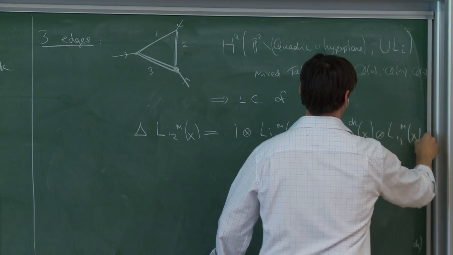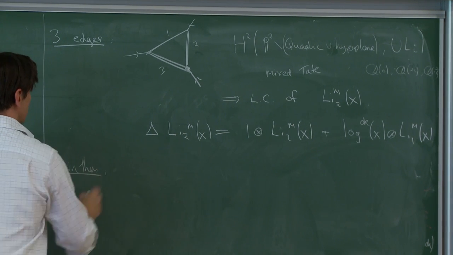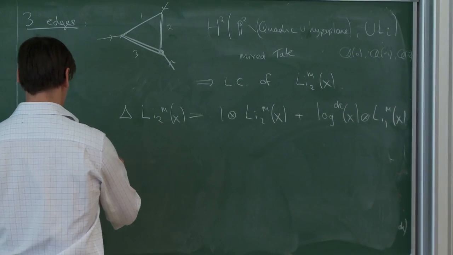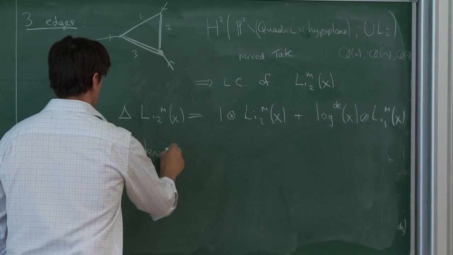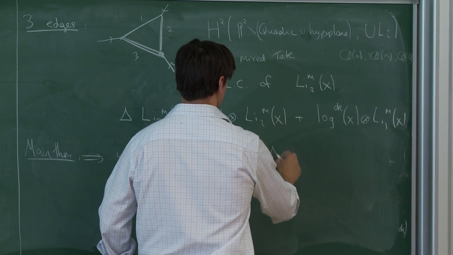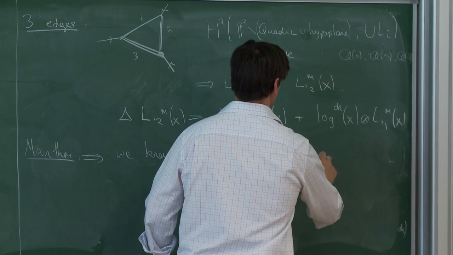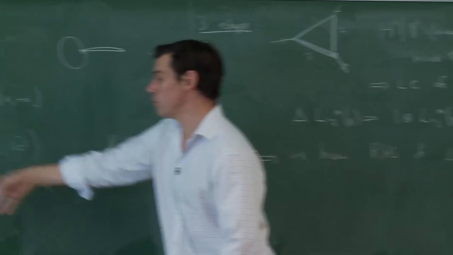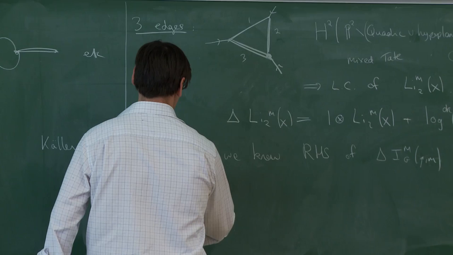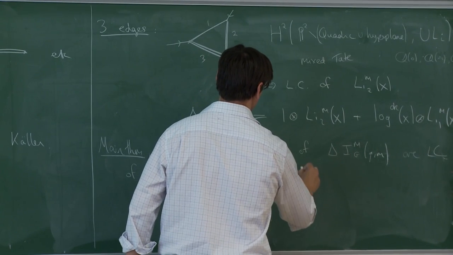This is a logarithm. And what we know from the main theorem is that the right-hand side of the coaction maybe needs to be slightly modified in this case. But we know that the right-hand side of the coaction on the amplitude is necessarily of the form of something we've already computed. So LC of the Feynman periods of the quotient graphs with two edges, the two-edge quotients of this graph.